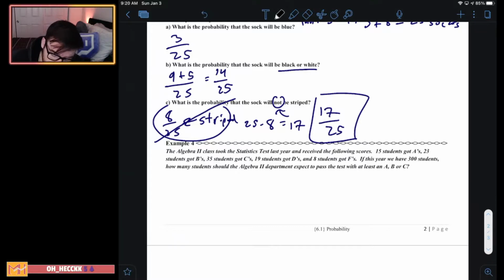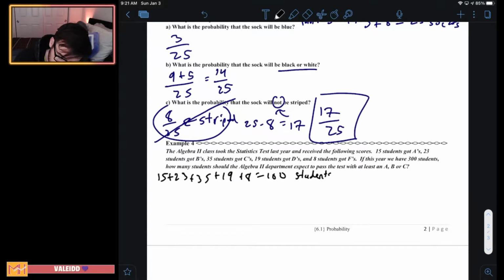Okay, so I'm not going to ask you the same question here. They obviously didn't give us the total number of students from last year's test. We need to figure that out. So let's go ahead and add them all. 15 plus 23 plus 35 plus 19 plus 8 is, I did this ahead of time, it's 100. Okay, so 100 students took the test last year. Okay, that's a nice, pretty even number, 100.